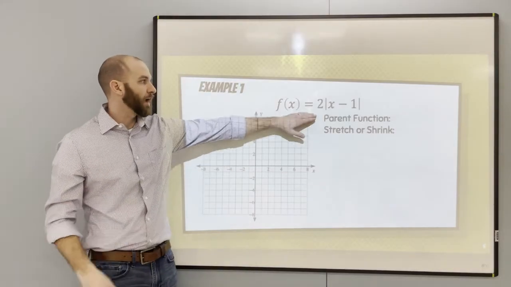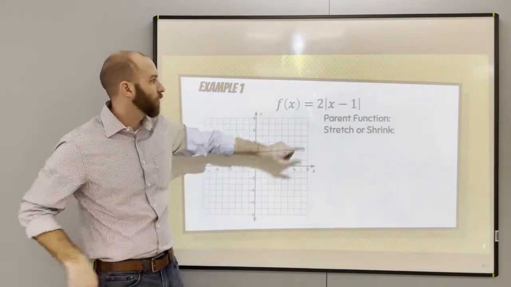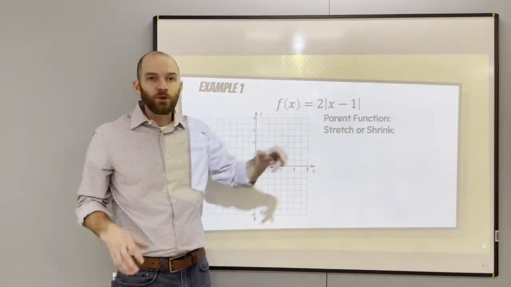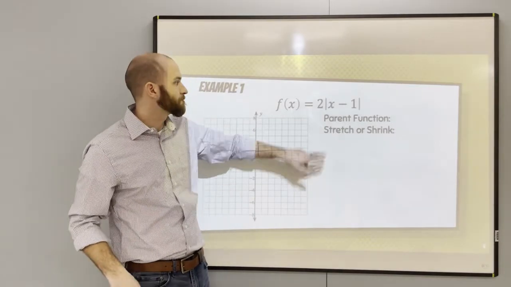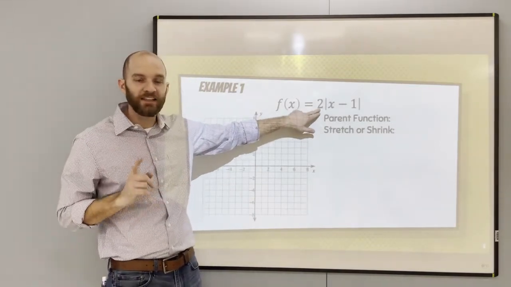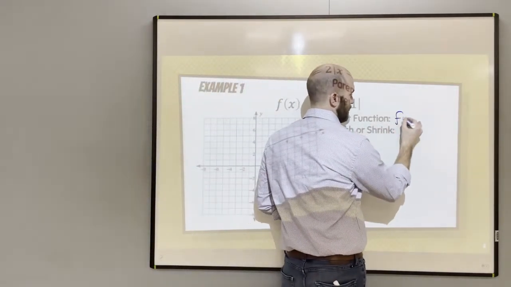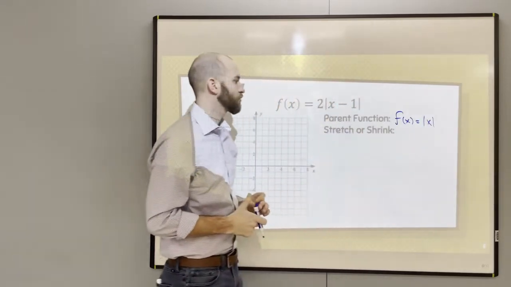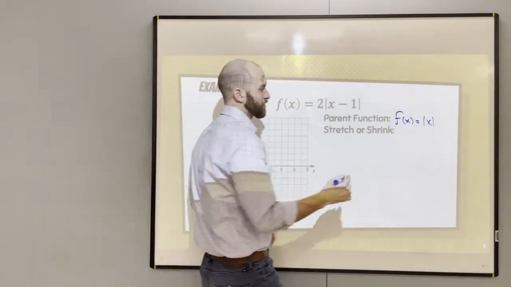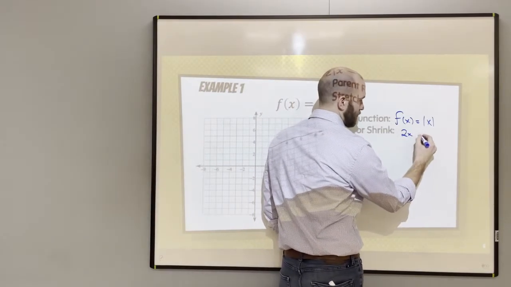In our first example, we have 2 times the absolute value of x minus 1. So this x minus 1, we should tell from the last video that that's going to translate to the right 1 unit. And this 2 tells us that it's going to stretch. So the parent function here is f of x equals absolute value of x. And the stretch or the shrink, well, that's going to be a vertical stretch. And it's going to stretch by 2 times. 2 times stretch.